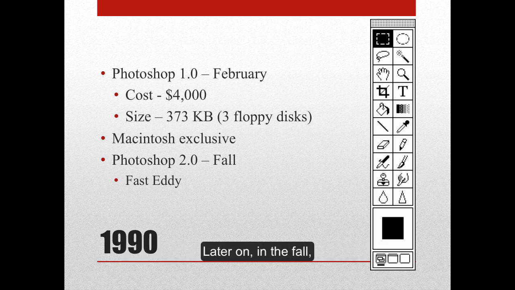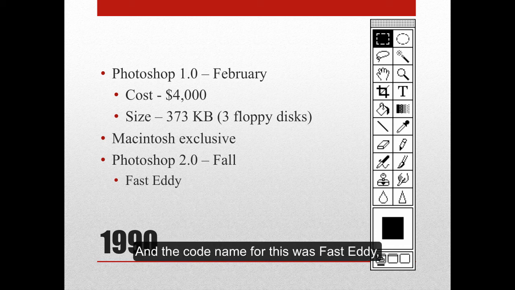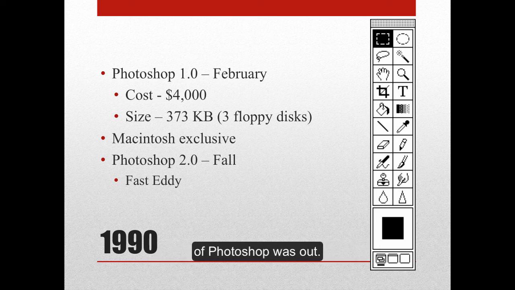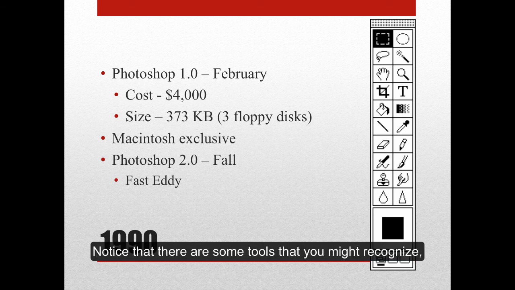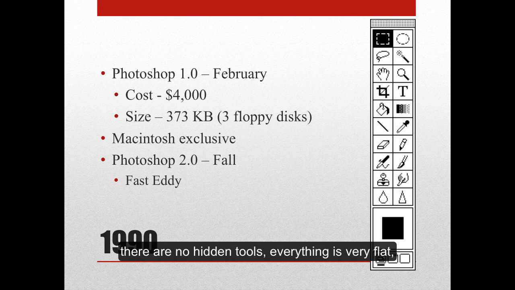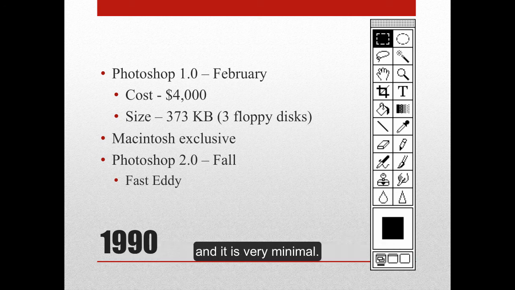Later on, in the fall, Photoshop 2.0 is released, and the code name for this was Fast Eddie because in less than a year, a new version of Photoshop was out. I want you to note the toolbar here. This was the toolbar from version 1.07. Notice that there are some tools that you might recognize. There are no hidden tools. Everything is very flat and it is very minimal.